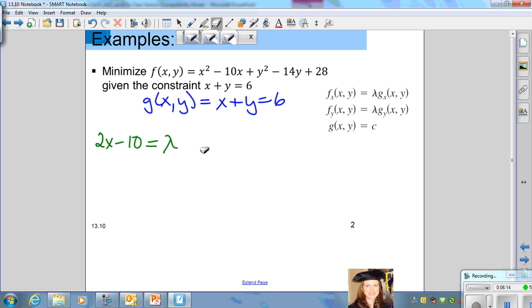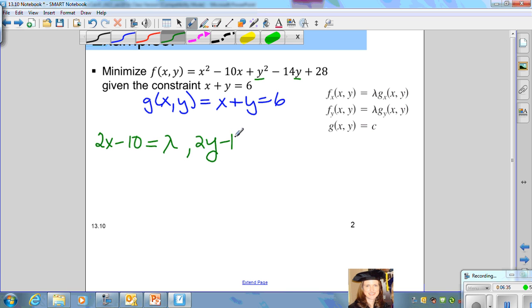Get rid of that. Now, take the partial derivative with respect to y. The partial derivative of our f of xy function with respect to y, we treat y as a variable and treat x as a constant. And the partial derivative of this with respect to y is going to be 2y minus 14. And that's going to equal the multiplier of the partial derivative of this g function with respect to y, which is also 1.